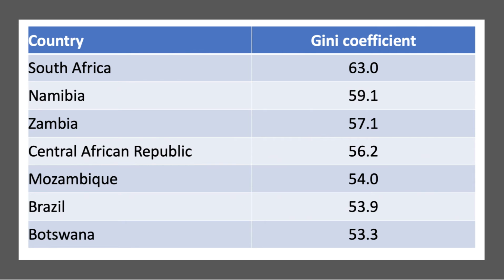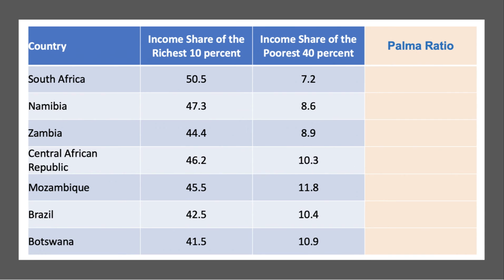These are in fact the countries with Gini coefficients in excess of 0.5. South Africa is in there, and Zambia, Mozambique and Brazil are all in there with very high levels of relative poverty as measured by the Gini coefficient.